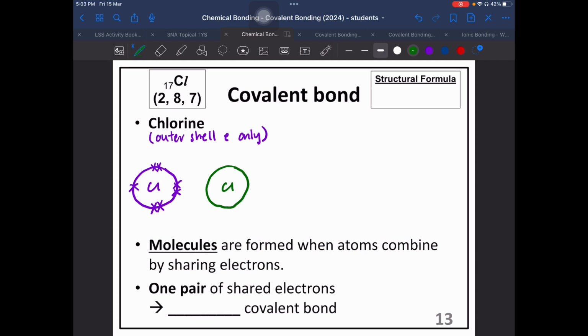And this time around, realize that I'm using dots instead of crosses. Why do I use a different symbol? Because I want to differentiate the two atoms, right? If I use the same cross, I won't be able to tell them apart.